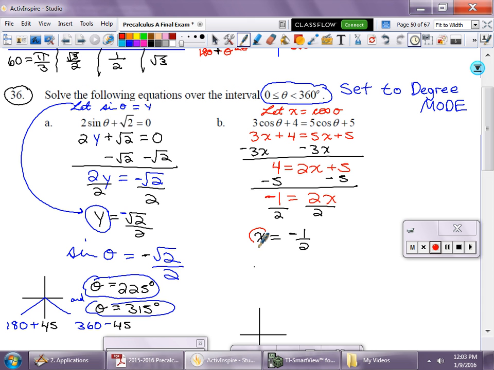Uh-oh, this is not x. Keep mindful, this is the cosine. X is equal to cosine theta. We are ready to drop it in. Cosine of theta is equal to negative 1/2.